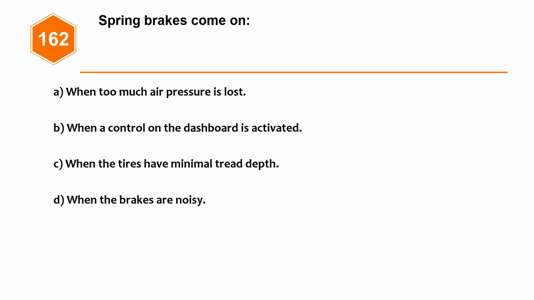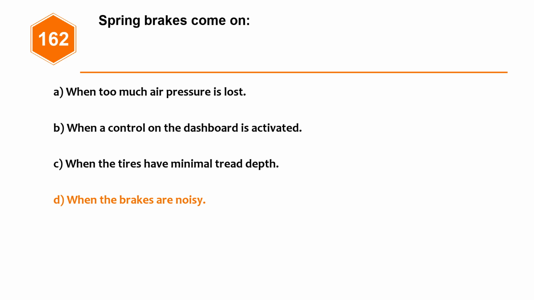Question 162. Spring brakes come on: Option A. When too much air pressure is lost. Option B. When a control on the dashboard is activated. Option C. When the tires have minimal tread depth. Option D. When the brakes are noisy.